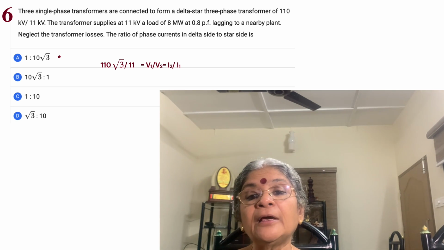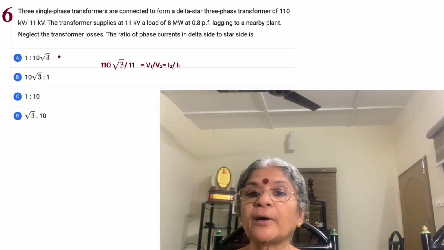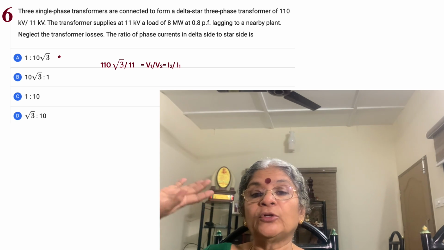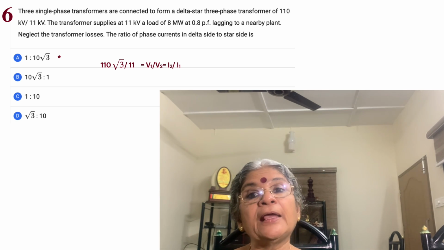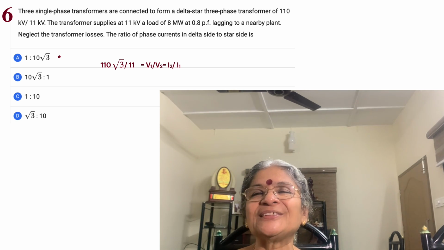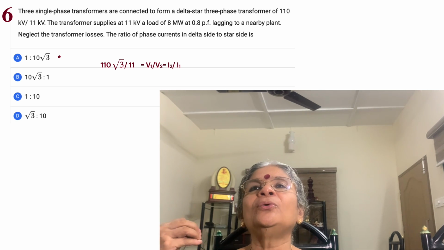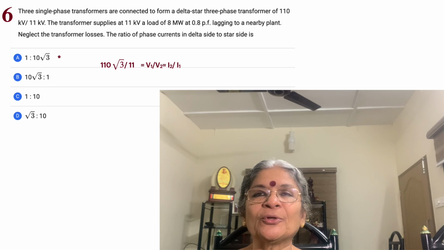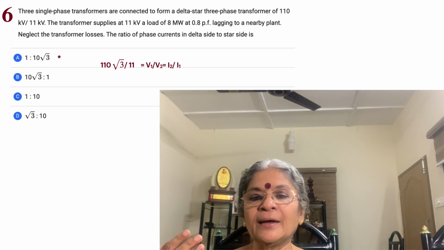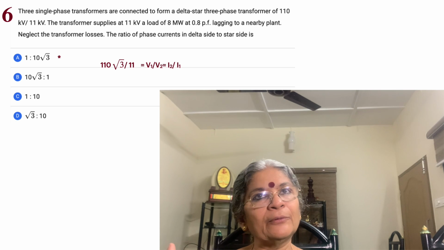The transformer supplies at 11 kV a load of 8 megawatt at 0.8 power factor lagging to a nearby plant. So this is what it is doing. It's supplying a line voltage to a plant, and it's giving 8 megawatt at 0.8 power factor. Neglect the transformer losses. The ratio of phase currents in delta side to star side. So much material has been given, but what you require is only the transformation ratio, because the voltage side, as I said, is very clear. It's equal to 110 divided by 11 by root 3.